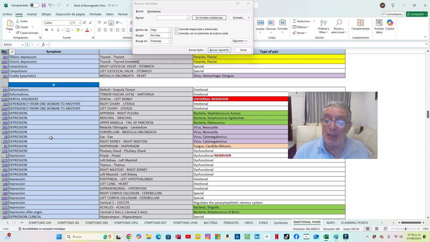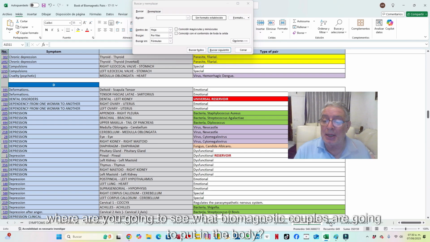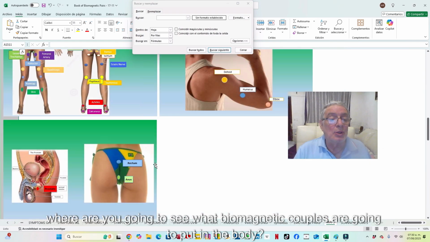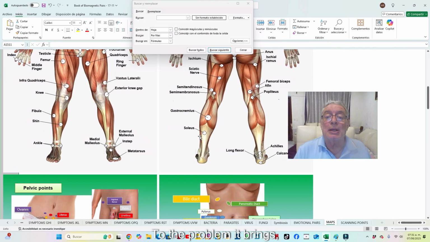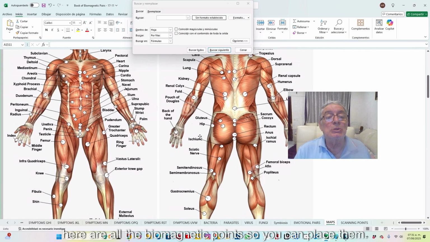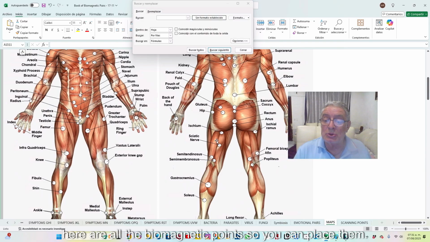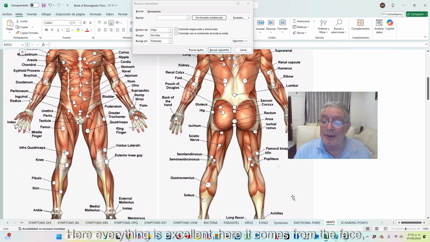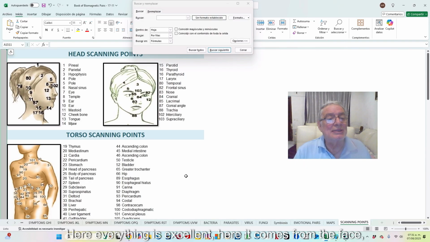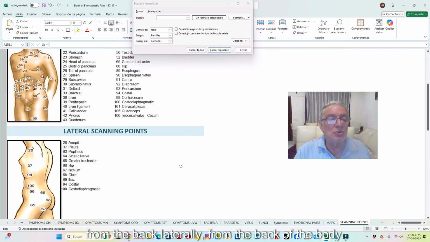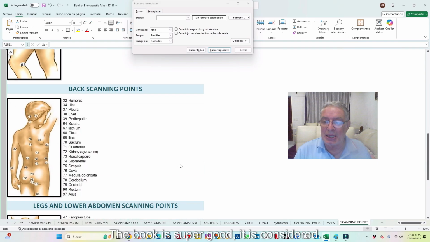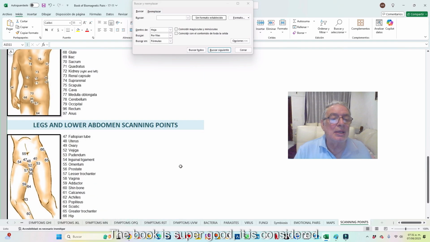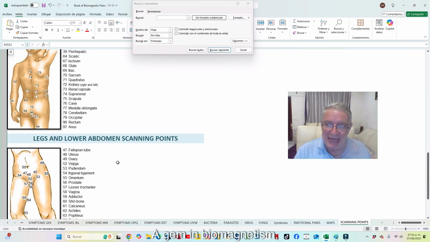Here's a map where you are going to see what biomagnetic pairs you are going to put in the body. For the problem the patient brings, here are all the biomagnetic points, so you can place them. Here everything is excellent. Here it comes from the face, from the back, laterally, from the back of the body. Here are also some pairs from the waist down. The book is super good. It is considered a gem in biomagnetism.